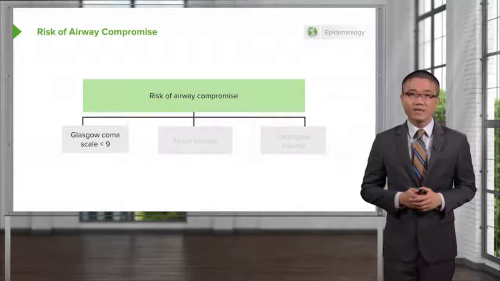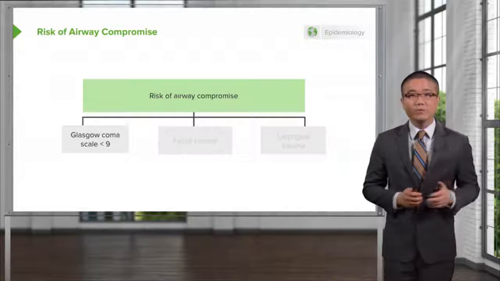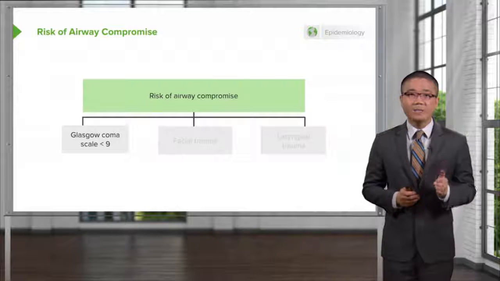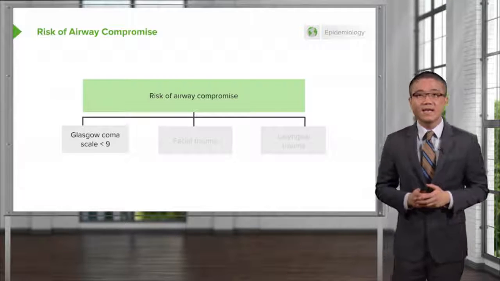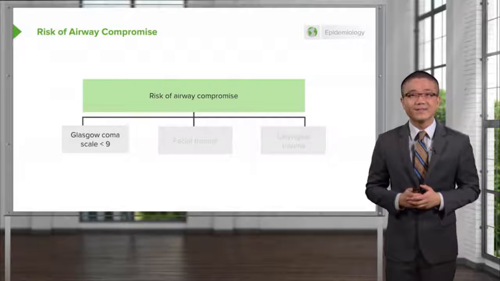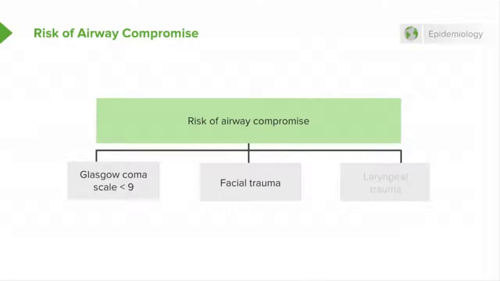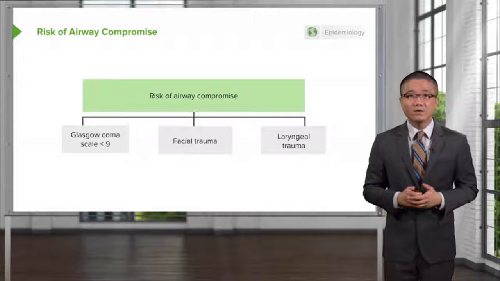What can potentially compromise the airway? A patient who has a Glasgow Coma Scale of less than 9. We will review the Glasgow Coma Scale, but it is basically an assessment of the patient's neurological status. Additionally, clear and obvious facial trauma, particularly with active bleeding, may pose a risk for an airway compromise. And lastly, direct laryngeal trauma, such as a hanging victim or direct blow to the neck, can cause compromised airway. An additional risk of airway compromise is the burn patient.